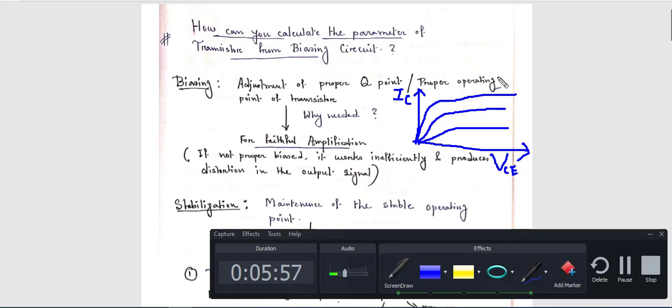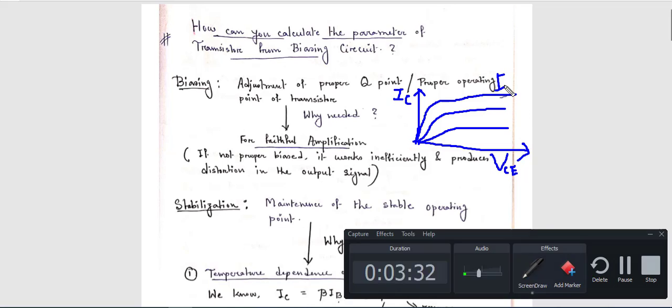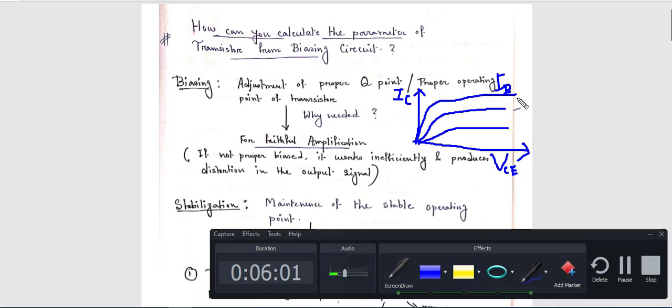Now here this constant parameter is IB1 and this is IB2. Say this is IB3, and always IB1 is greater than IB2, which is greater than IB3.